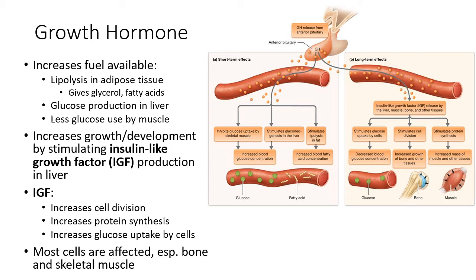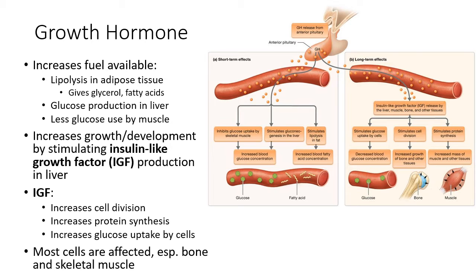Then it causes the liver to release IGF, and that's a tropic effect. IGF is insulin-like growth factor. IGF is what's really directly causing the growth. So IGF causes the cells in your body to divide. It causes them to make more protein, and it causes them to take glucose up from the blood so that they have fuel to make the protein and to divide. So it's actually IGF that's mostly responsible for the growth.